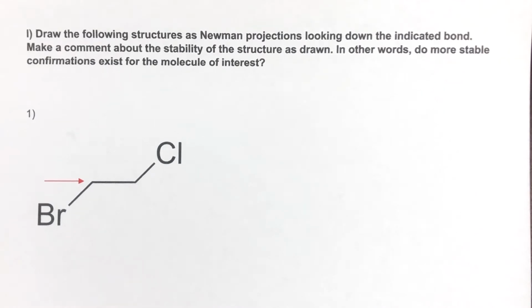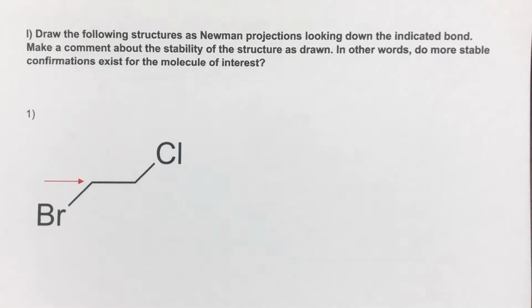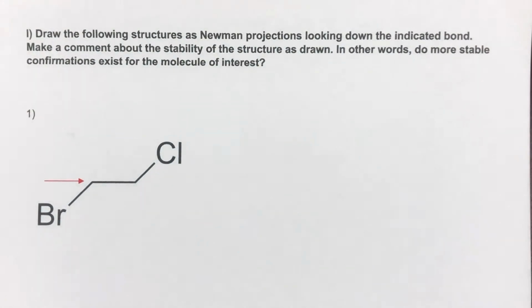And after we've drawn the Newman, we are asked to make a comment about the stability of that structure, which has to do with the gauche and anti interactions that we initially mentioned at the beginning of this video. In other words, do more stable conformations exist for the molecule besides the one that they're representing and wanting you to show as a Newman?